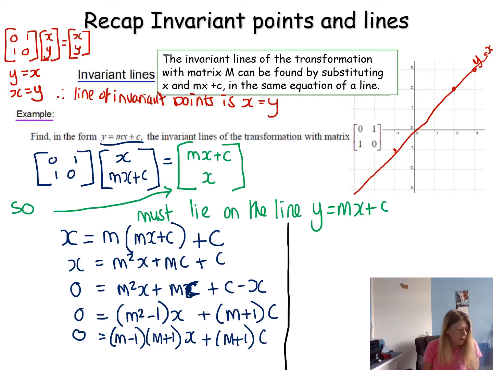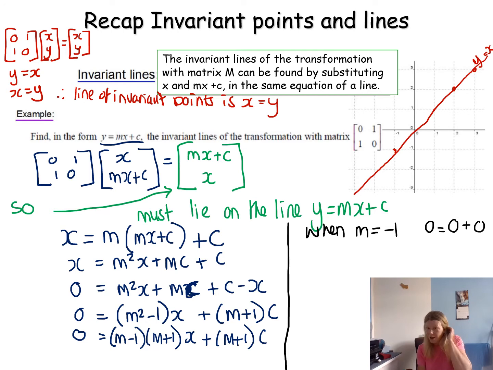Right, so when m equals minus 1, let's see what would make this equation true. If m is minus 1, we get 0 equals minus 1 times 0, plus minus 1 in there. Oh yes, we get 0. So that's okay as it is. So what that implies is that c can be anything it likes to be.